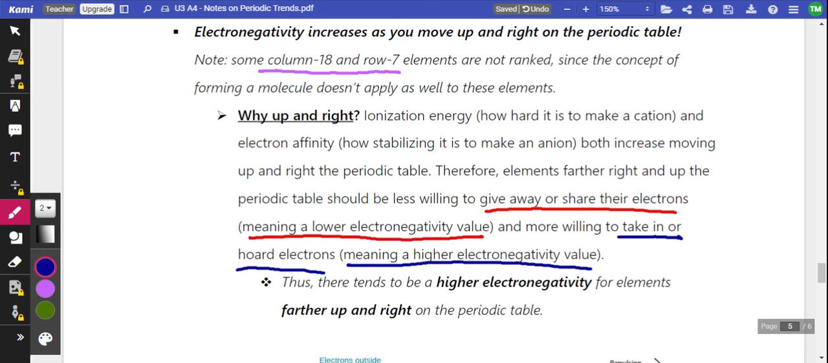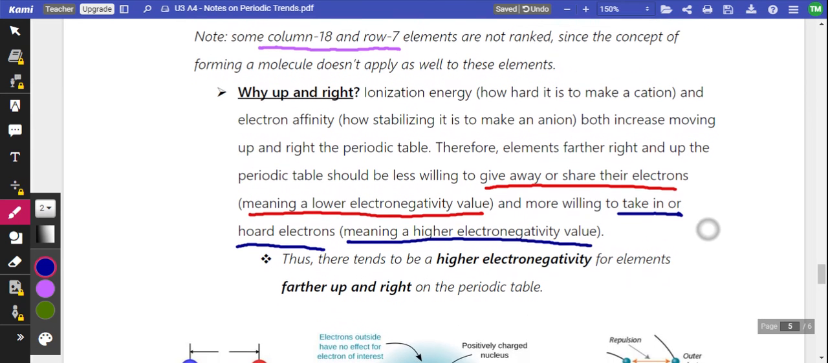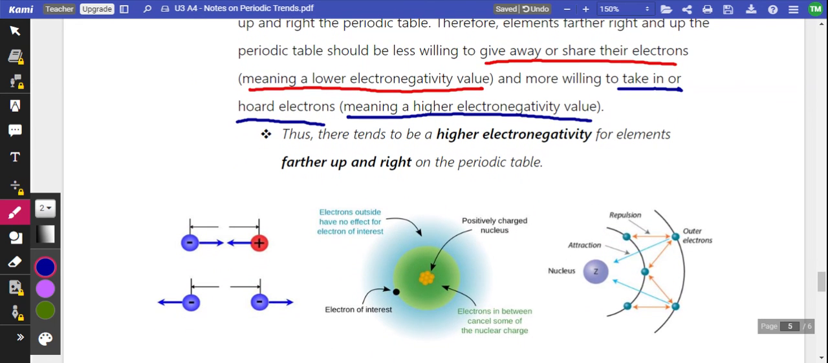So we can break this down by some of the other periodic trends. We can show how atomic radius plays into this and things like that. But for the most part, we can get the idea just by looking at the other periodic trends.